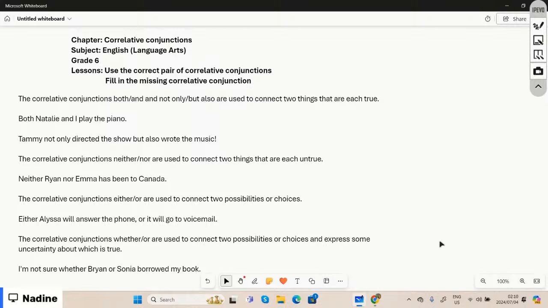Our correlative conjunctions both and, and not only but also, are used to connect two things that are each true. For example, both Natalie and I play the piano means that both of us are playing the piano. So we can say both Natalie and I. There we use the word both and we use the word and. Both Natalie and I. So both and.